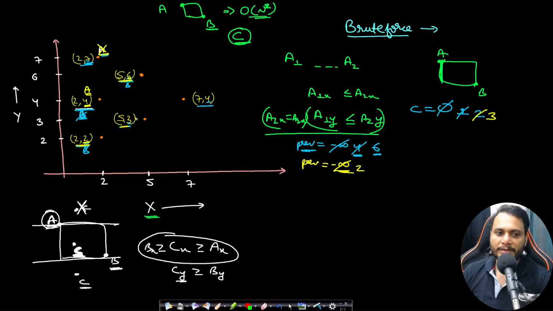If you see this 5, 3, yes, it can be the bottom right corner, and the previous 2 is not lying in the range of 3 to 4. So this is valid. Okay, so I'll be incrementing the count. Previous will be updated to 3.